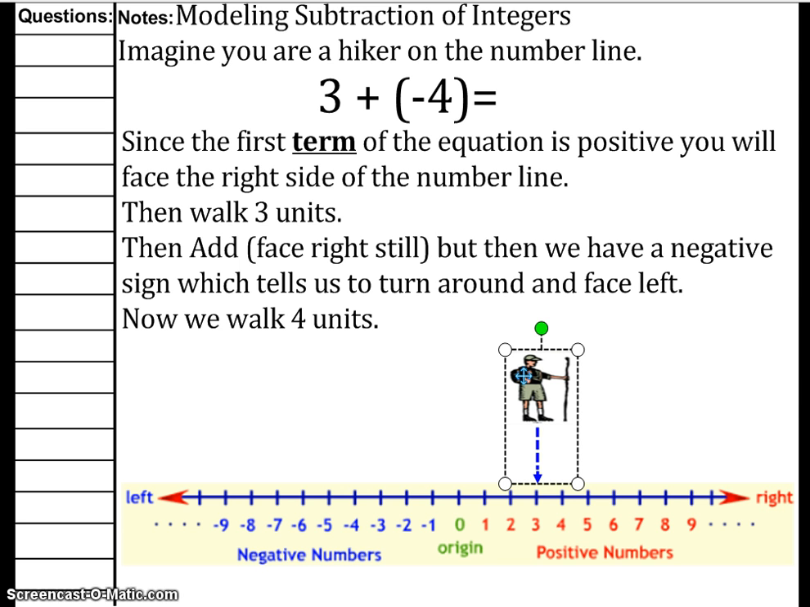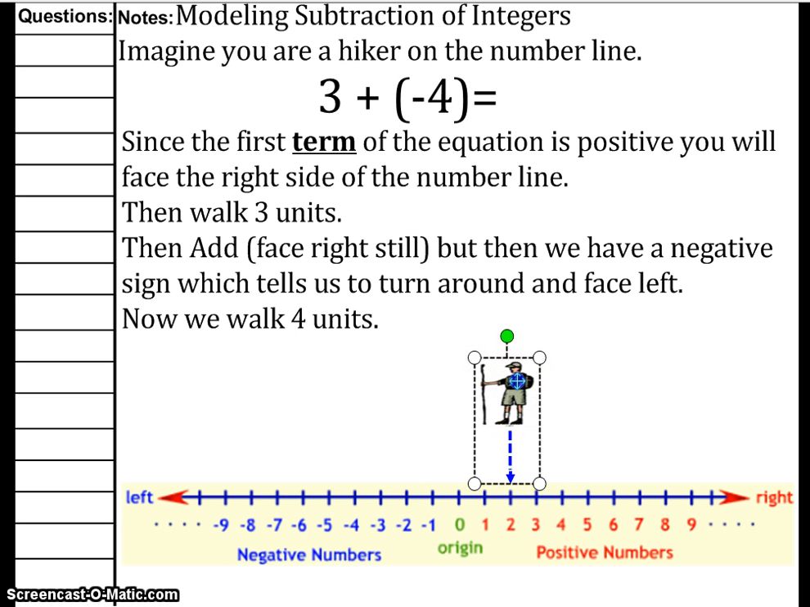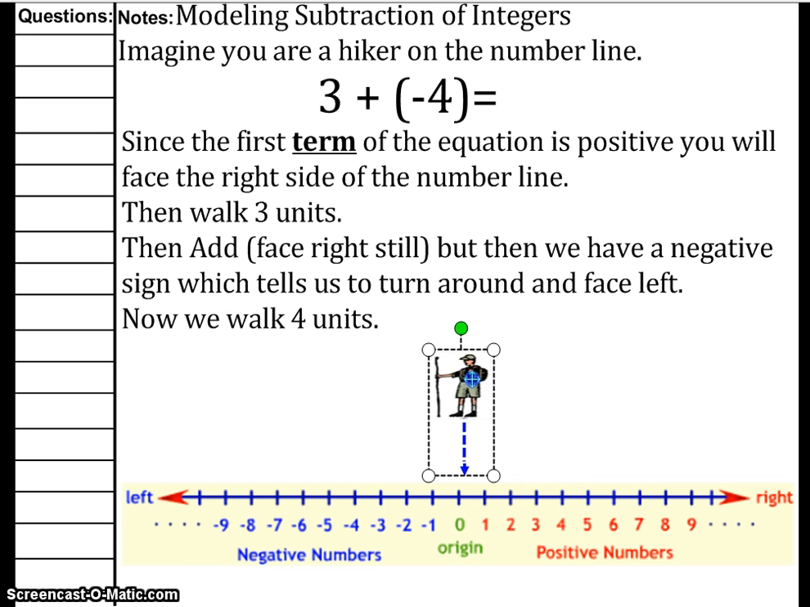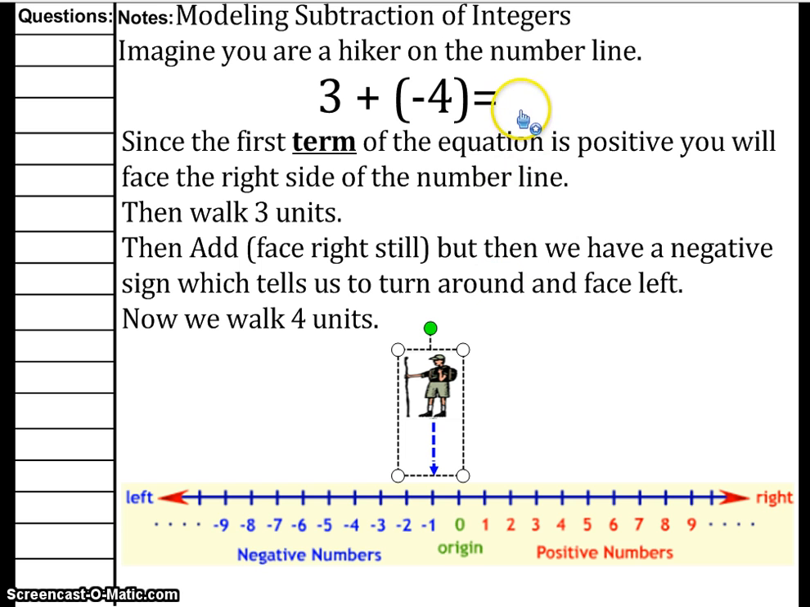Then add, so that means we're still facing the right direction, a negative, which tells us that we're going to change and turn around and look to the negative direction, which is left. We're on positive 3. And we're going to change directions and look left because it's a negative. And then we're going to walk in that direction 4 units. 1, 2, 3, 4. So 3 plus -4 equals -1.